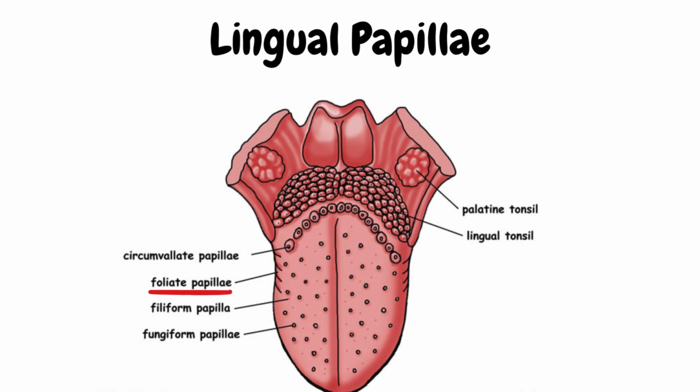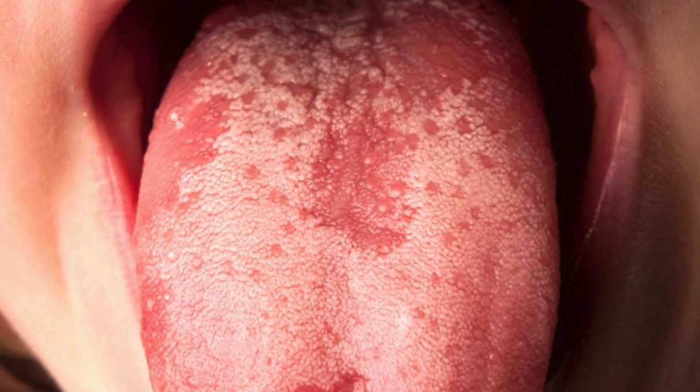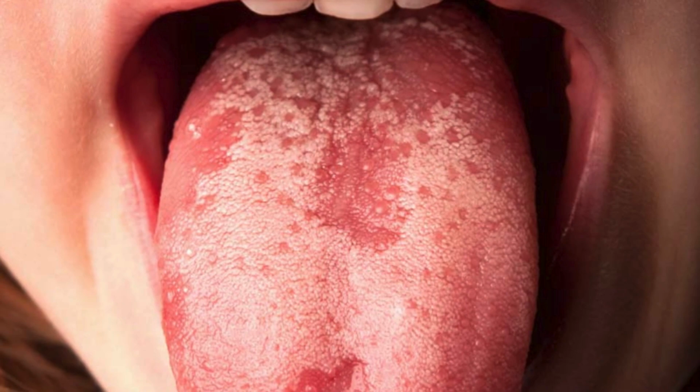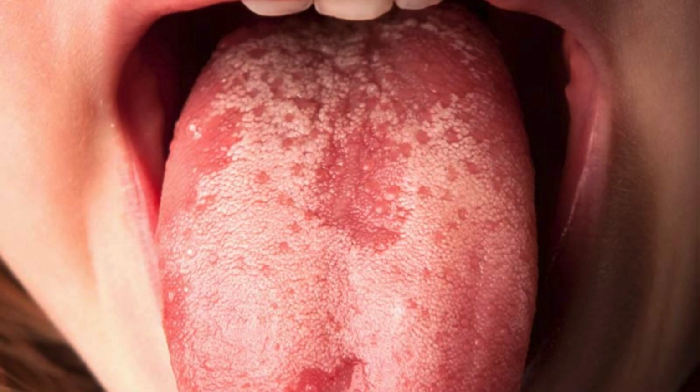Foliate papillae are leaf shaped papillae found on the lateral posterior part of the tongue. They contain taste buds during early childhood but may degenerate as a person ages. Foliate papillae contribute to the perception of sour and salty tastes. Geographic tongue is a benign condition where the tongue's surface appears to have a map like pattern. It is believed to be caused by a temporary loss of lingual papillae. The condition is usually harmless and does not require treatment.